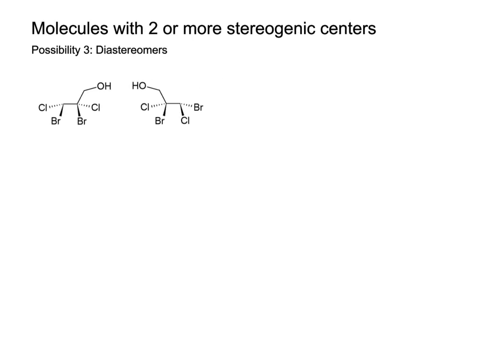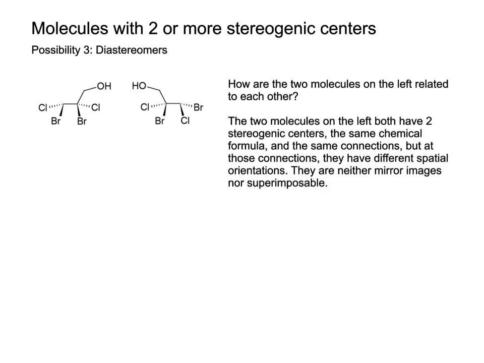Now we're going to cover our final possibility for molecules with two or more stereogenic centers, and that is we have diastereomers. So let's look at these two molecules depicted here and evaluate how they are related to each other. Notice that these two molecules both have two stereogenic centers, the same chemical formula, and the same connections at both of those stereogenic centers. But also notice that at those connections they have different spatial orientations. So if you look at them, we cannot draw a mirror plane between them. They are neither mirror images nor are they superimposable.